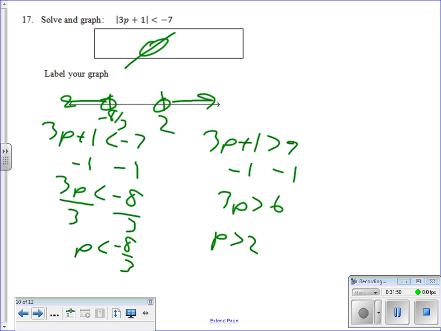Nothing's ever going to work. Absolute value will never be negative, so it will never be smaller than negative 7. So there is no solution just from looking at the original problem without working it out. Working it out just confirms my intuition. Okay?